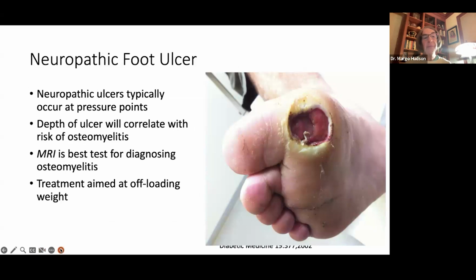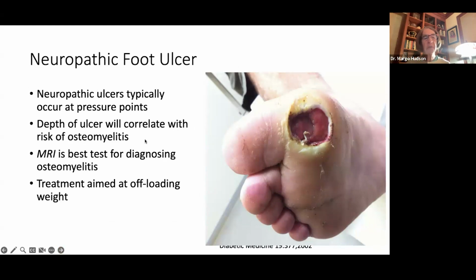Neuropathic foot ulcers are a late complication, and obviously we're trying to avoid that. They occur at pressure points, as you can see here on this foot. It's not like the vascular ulcers that occur at the tips of a toe, whereas a neuropathic ulcer is much more likely to occur where the foot hits the ground.